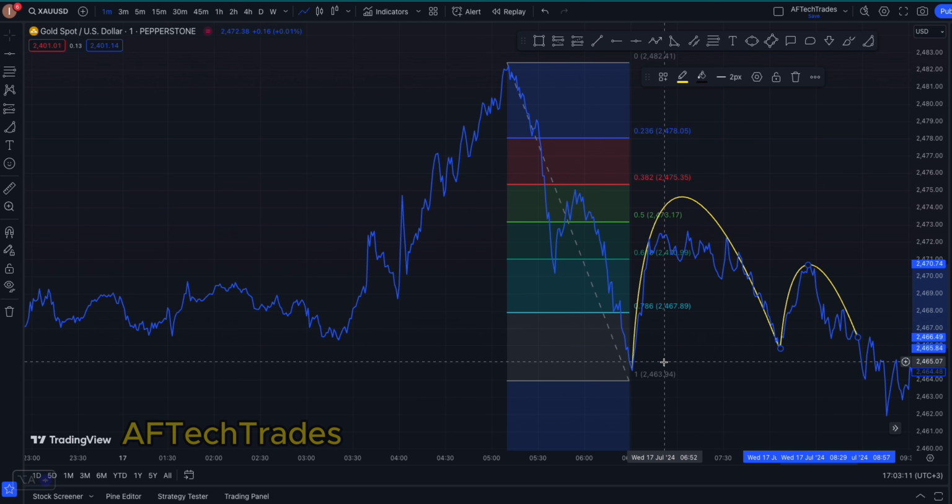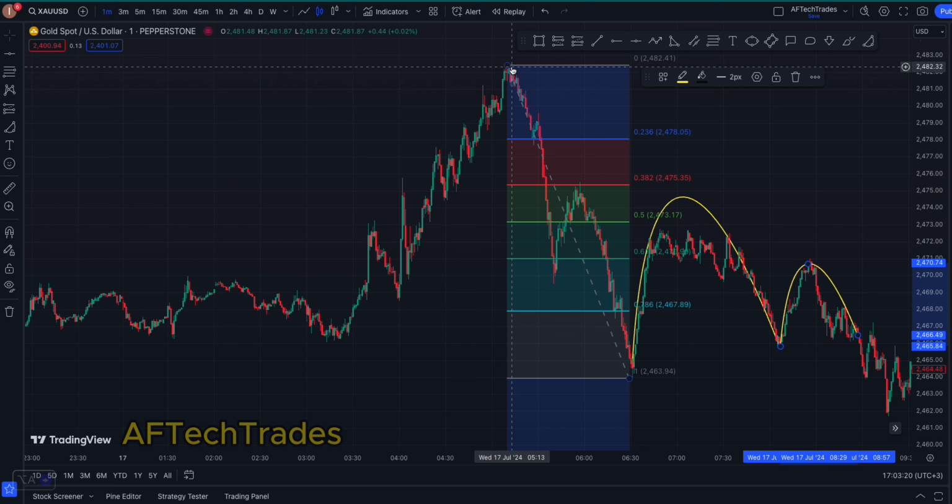What do I need to check now? I need to check the 50% of this. Now let's return it to the chart graph itself. Okay, from here to this point, to check the 50%, if you look at it, this is my 50%, correct? So this formation did not break the 50%.